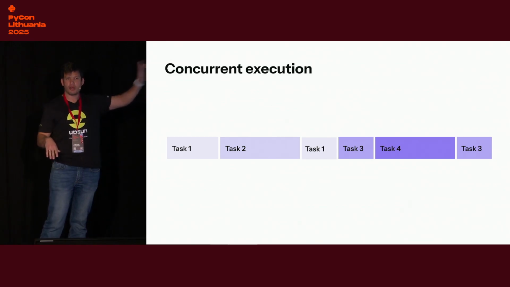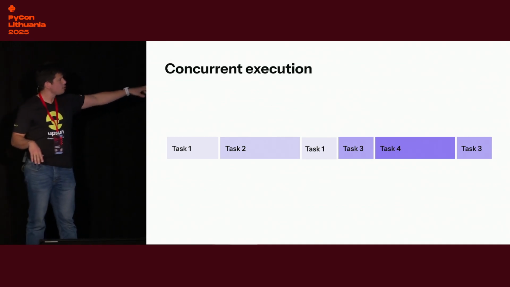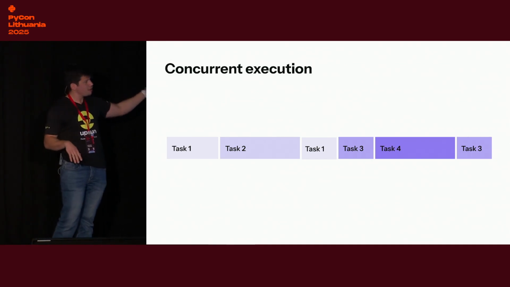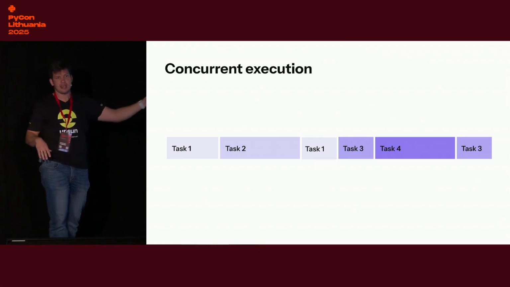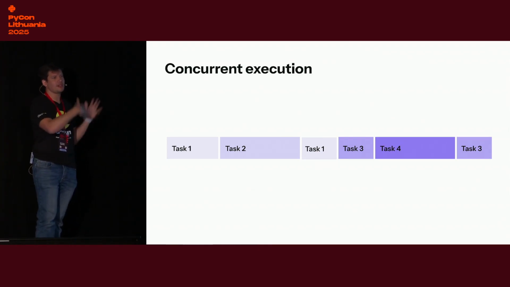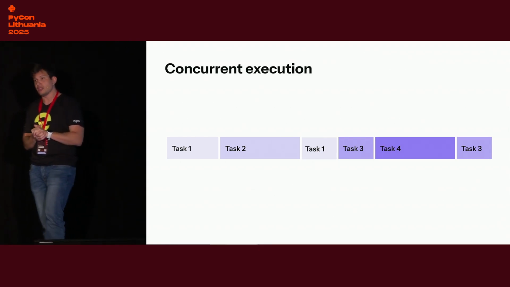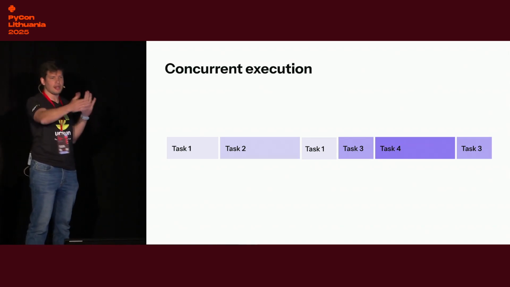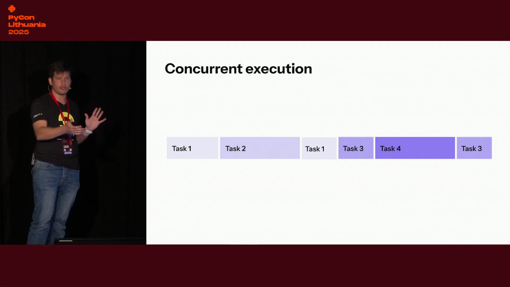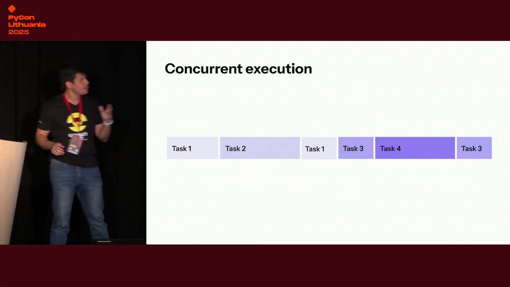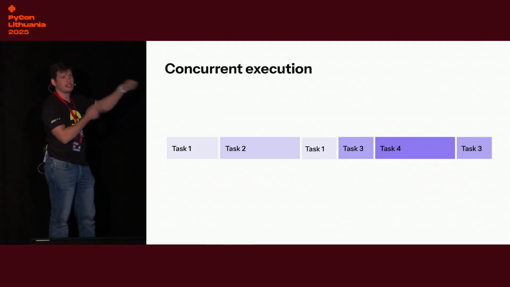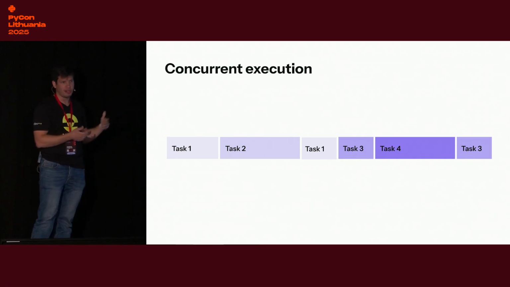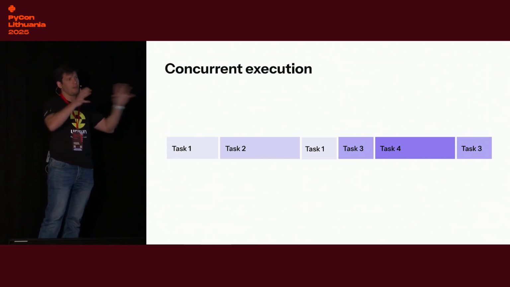Then at some point, we're going to stop task 1, continue with task 2, then back to task 1, then task 3, task 4, and then task 3 again. And then if this code is correct and is written in a way that is concurrent, at the end of task 3, we're going to have the exact same results. So all the tasks will be completed and we're going to have the same results. So concurrency does not necessarily mean that all those things run in parallel or simultaneously. It means that they can be run out of order.